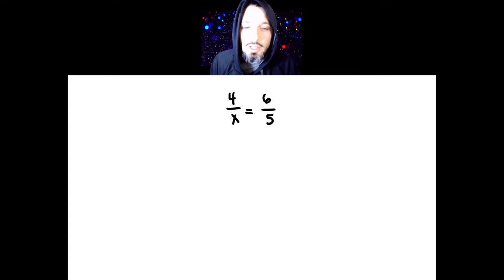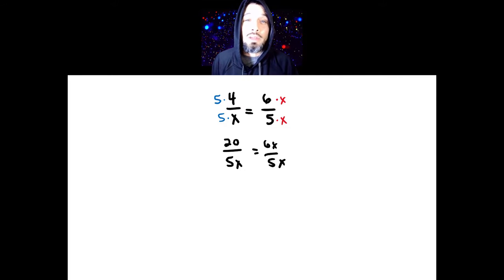There's two options. I can multiply the right side by x, and I'll have to do the same to the numerator. And on the left side, I'd have to multiply it by 5, and the same to the numerator. And by doing that, you can see that I would get 20 over 5x equals 6x over 5x. But you can see we end up with too many variables, and I don't want to do that because it kind of gets too complicated.